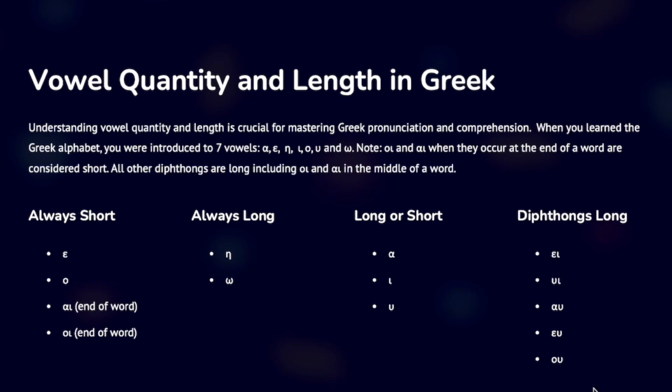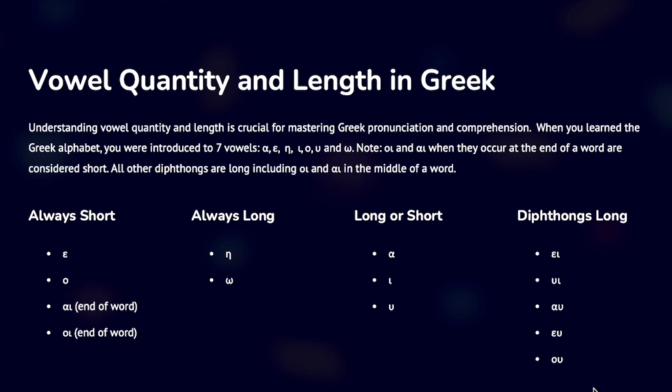Now, there are 2 other diphthongs that you'll see in the always short category, and that is alpha iota and omicron iota. And what this is saying is that whenever you see alpha iota or omicron iota at the end of a word, in that diphthong at the end of the word, it is always considered short. Now, this is not true when you see an alpha iota or an omicron iota in the middle of a word. In that case, the diphthong is considered long. But when you see it at the end of a word, it is considered short for the purposes of accentuation.